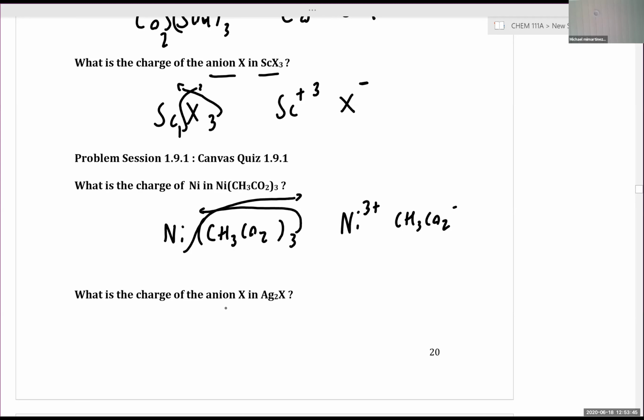Next, we're asked, what is the charge of the anion X in silver X? We're going to write out our full formula, and then we're going to reverse cross our subscripts to give us the charge. So we have silver plus and X 2 minus.